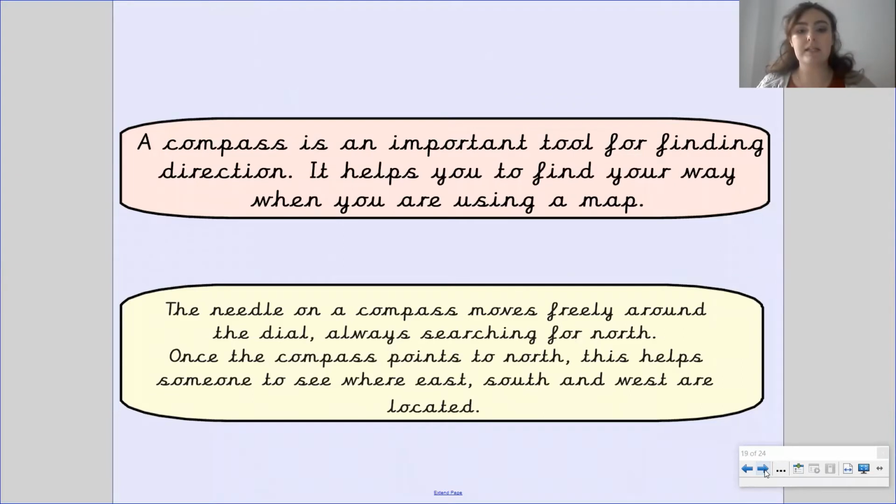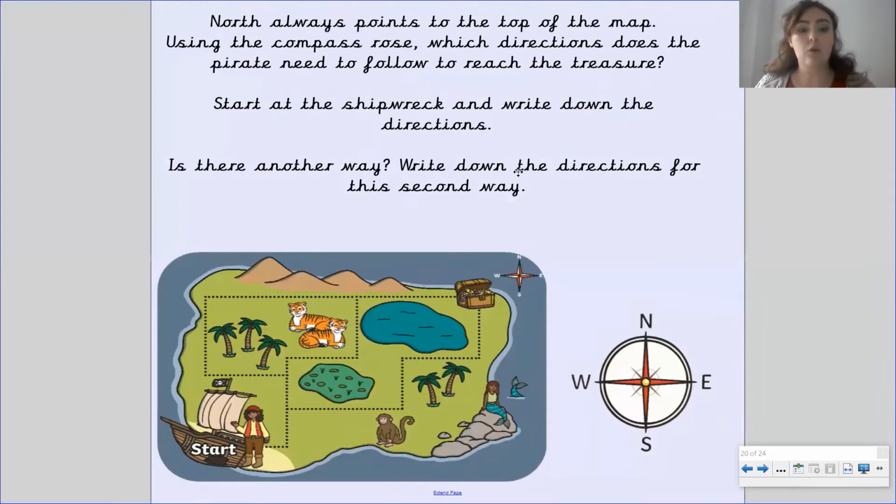So a compass is an important tool for finding direction. It helps you to find your way when you are using a map. The needle on a compass moves freely around the dial, always searching for north. Once the compass points to the north, this helps someone to see where east, south, and west are located. So north always points to the top of a map.